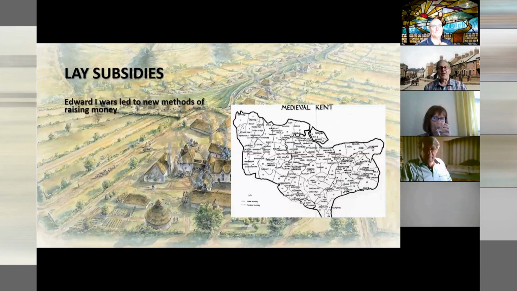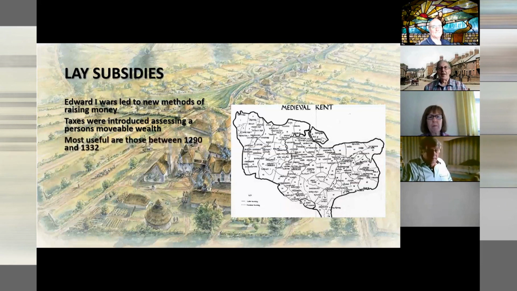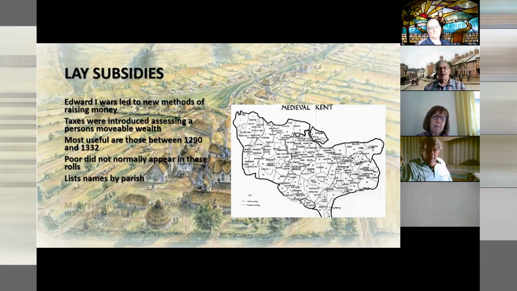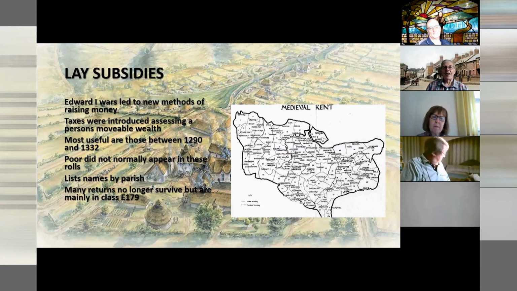Lay subsidies: the first Edward's wars led to a new method of raising money. So the taxes were introduced, assessed on the movable wealth of somebody, not property. So this was on their chattels and their possessions. They're most useful between 1290 and 1332. And the poor didn't normally appear in the actual lay subsidy rolls. But there are lists of names by parish. A lot of returns no longer survive, but those that do are in class E179 at the National Archives.